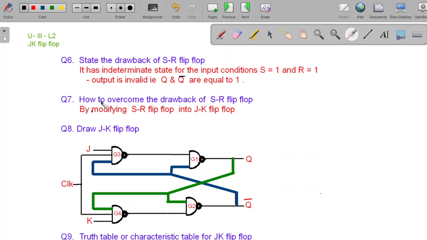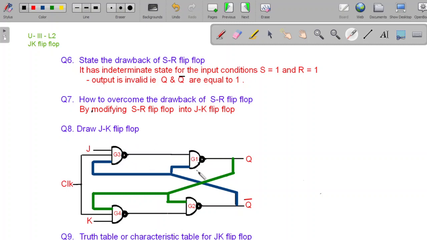And how to overcome the drawback of SR flip-flop? We know that this is the drawback, the indeterminate state. How to overcome it? We have to modify the SR flip-flop into a JK flip-flop, and JK flip-flop eliminates the drawback of the SR flip-flop. So now we see what a JK flip-flop is.